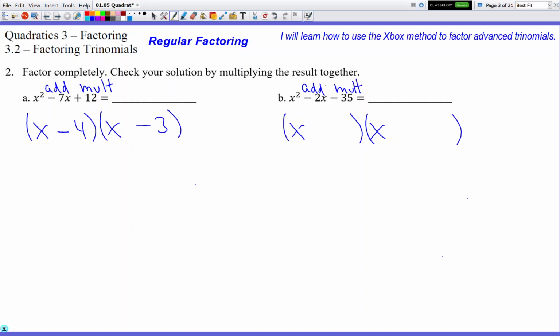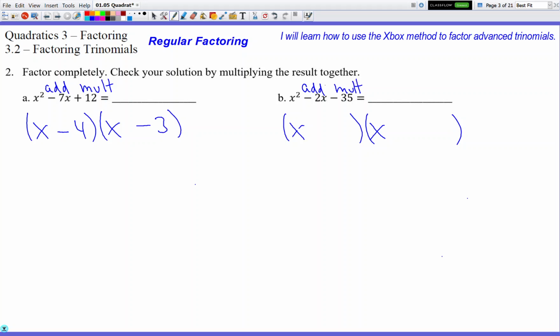So here's the tricky part. Okay, we got negative 35. So to make a negative number, one of the two numbers that you multiply has to be positive, and one of the two numbers has to be negative. Okay, so if you can just ramble off the factor pairs of 35, like 1 times 35, 5 times 7. That's not that bad because there's only 2 sets of numbers that make 35. So 1 and 35, 5 and 7.